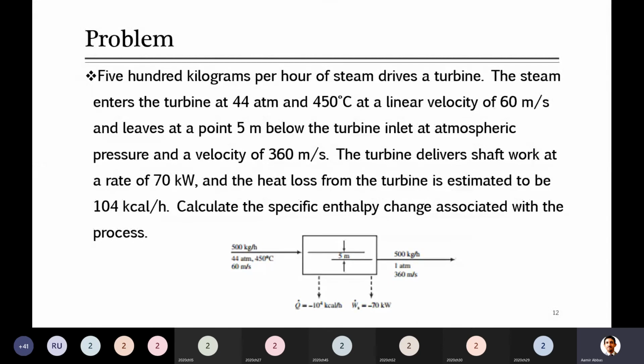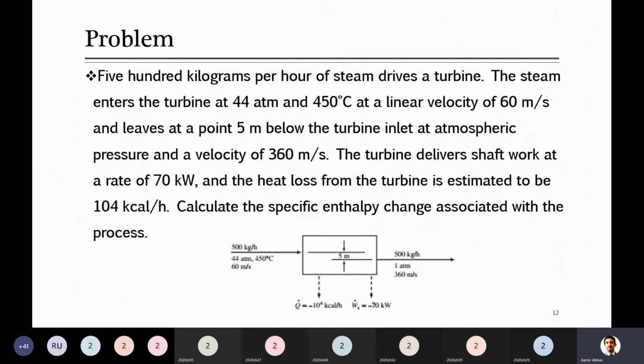And that steam which entered the turbine, at the end of the day leaves the turbine, but its position from where it leaves is 5 meter below its inlet reference point, and it has a velocity of 360 meter per second. So these are just the outlet conditions. It is leaving 5 meter below the inlet point with a velocity of 360 meter per second. The turbine delivers shaft work at the rate of 70 kilowatt.